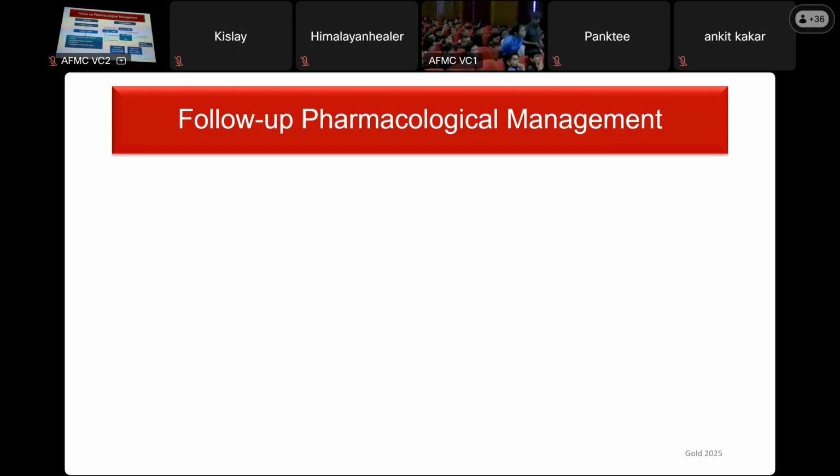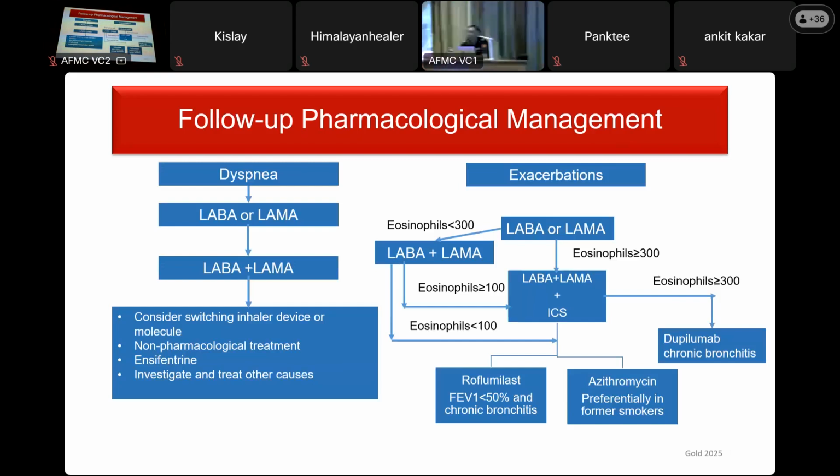So if the track is symptom reduction, that means the dyspnea is prominent, then we give either LABA or LAMA. If the patient does not improve, then we can go to LABA plus LAMA, that means long-acting beta agonist and long-acting muscarinic antagonist. And if this is also not helping, then we can change the device or change the molecule. Or we should also be adding on non-pharmacological therapy like pulmonary rehab. Ensifentrine is a new drug which can be added, and we should also investigate the patient for other comorbidities.